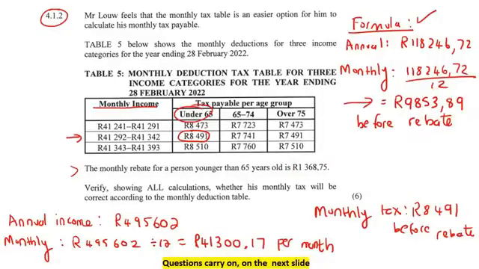So are these two numbers the same? No, they are not. So this means that the formula and the table, they're not giving the same value. So it says here, verify whether his monthly tax will be correct. So we can say no, monthly tax is not correct.